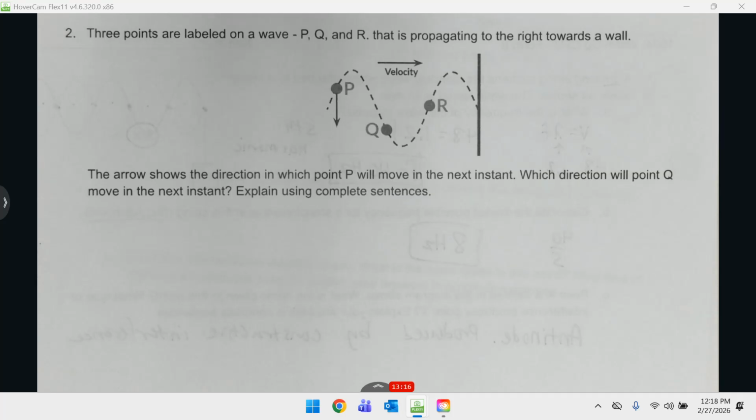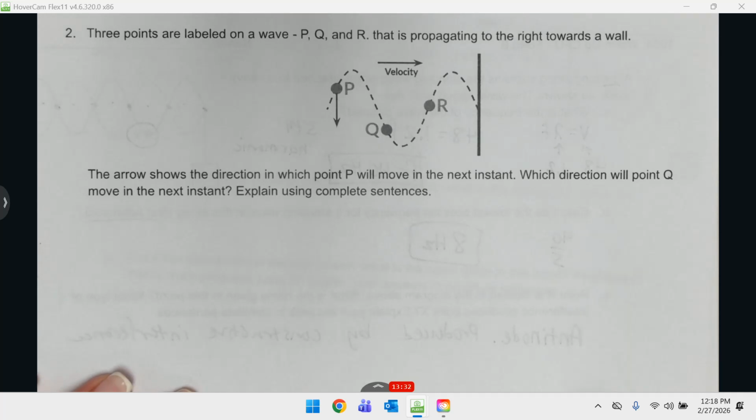The arrow shows the direction in which wave P will move in the next instant. Which direction will point Q move in the next instant? Explain using complete sentences.